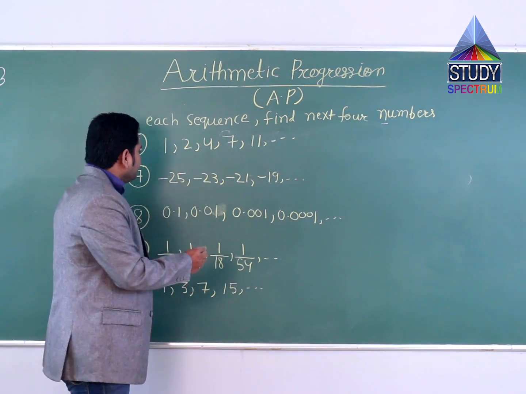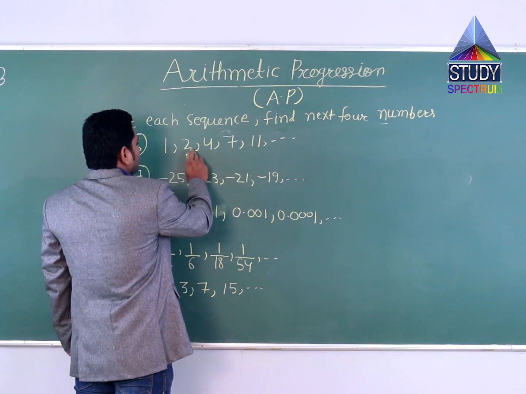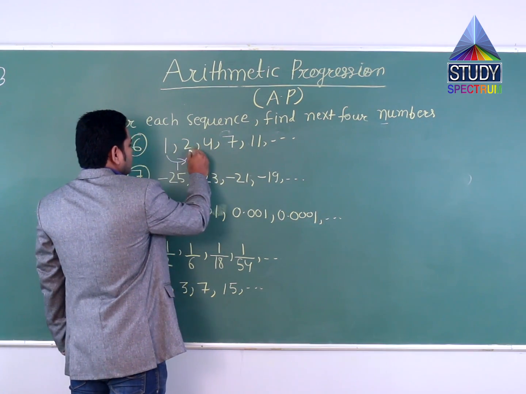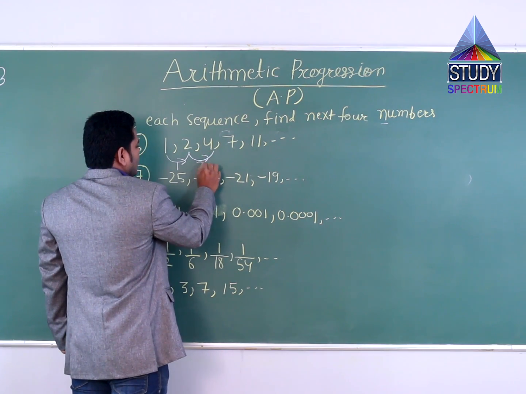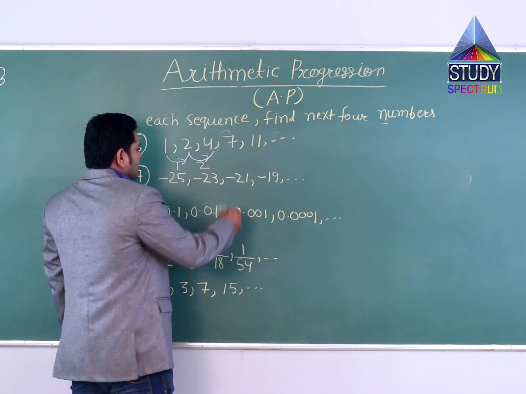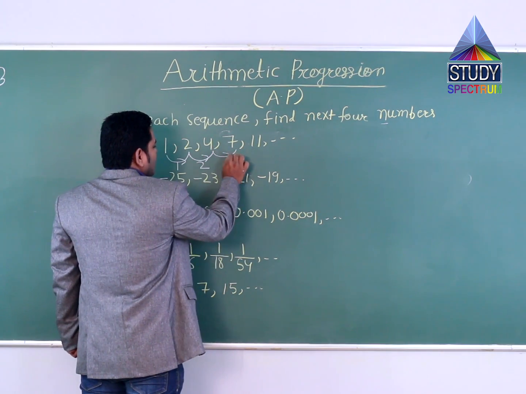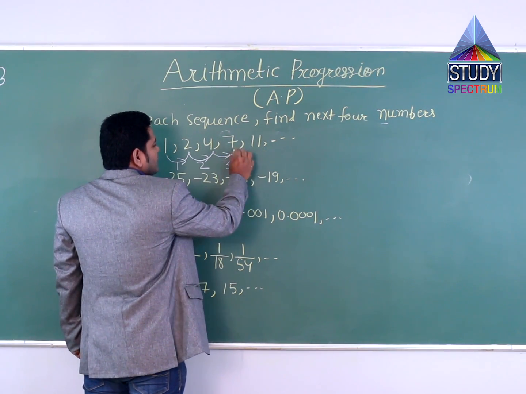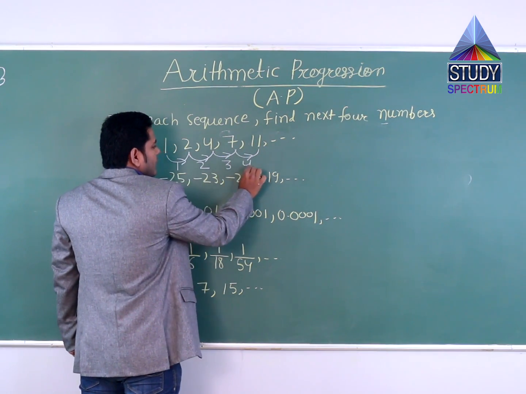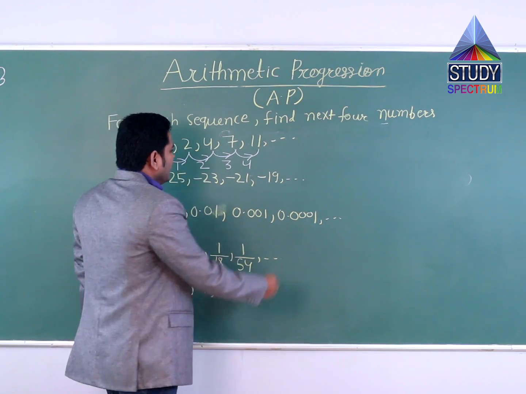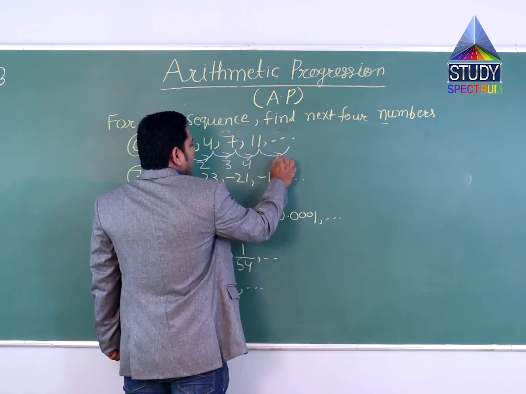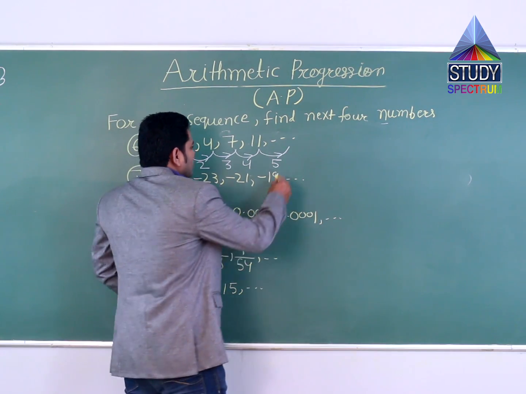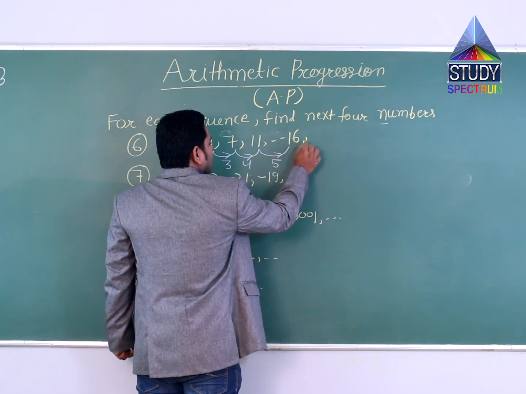So here 1, 2, 4, 7, 11. 2 is 1 more than 1. 4 is 2 more than 2. 7 is 3 more than 4. And 11 is 4 more than 7. Then what will be the next number? 5 more than 11, which will be 16.